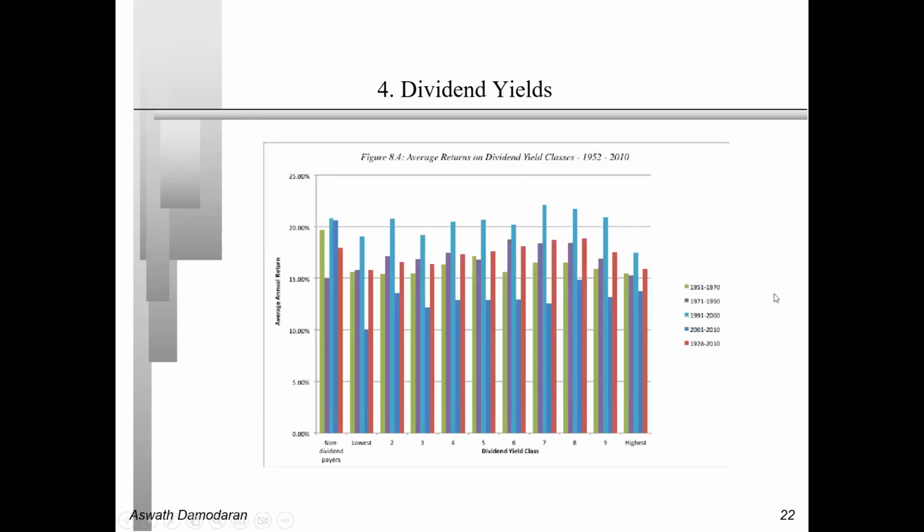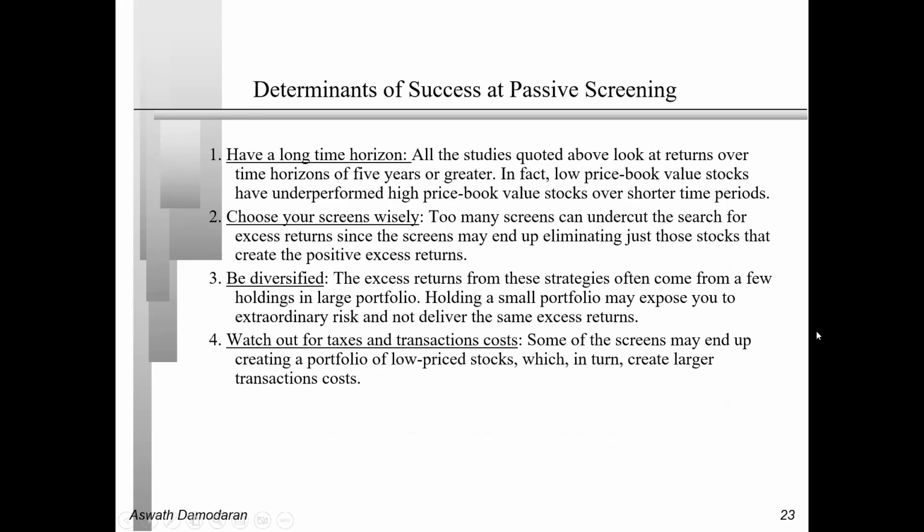And then here, dividend yields. With dividend yields, there's really no correlation. In terms of annual return, there is really no correlation between dividend yields and average annual return in this case.